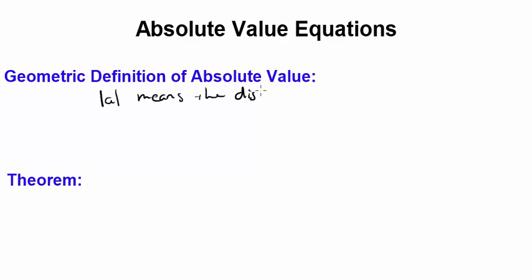the distance from the origin, or 0, to the point whose coordinate is A.